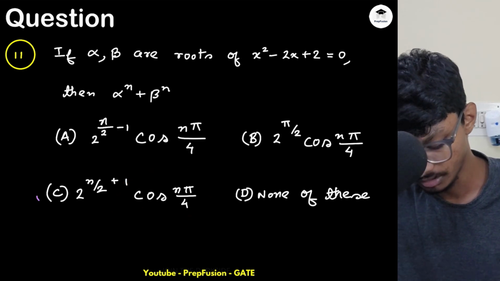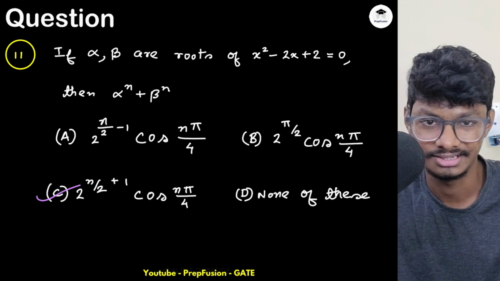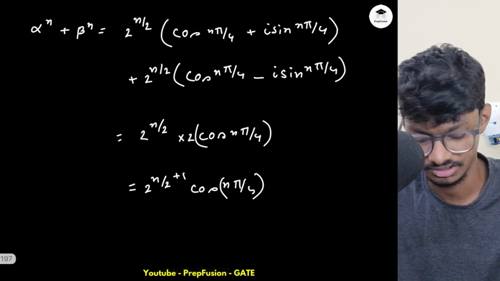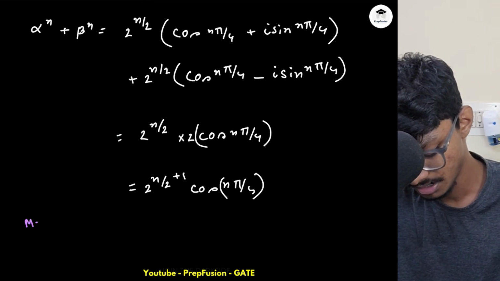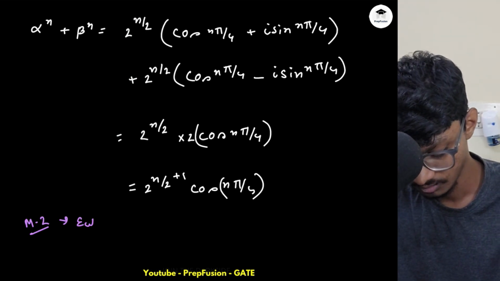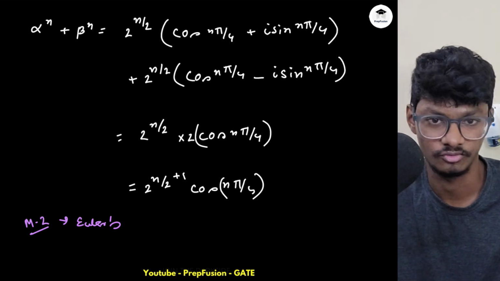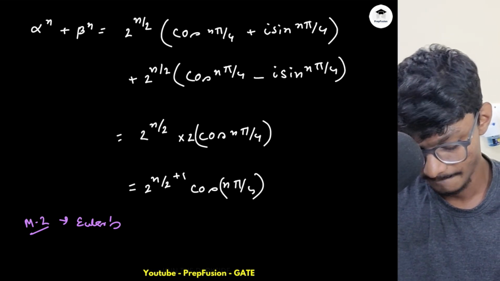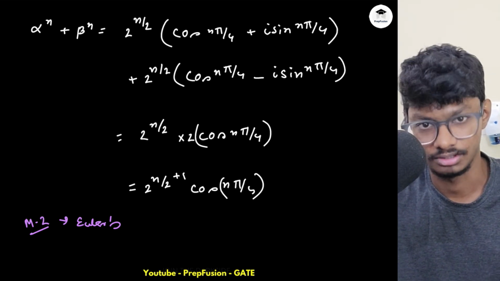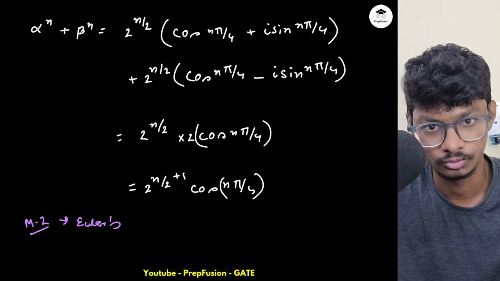So option C will be your correct answer. Another easy method, instead of using de Moivre's, is to simply use Euler's. So method 2 is simply use Euler's. No need to follow all this. The proof is from Euler's itself, right? So simply use Euler's if you think that this is too long.